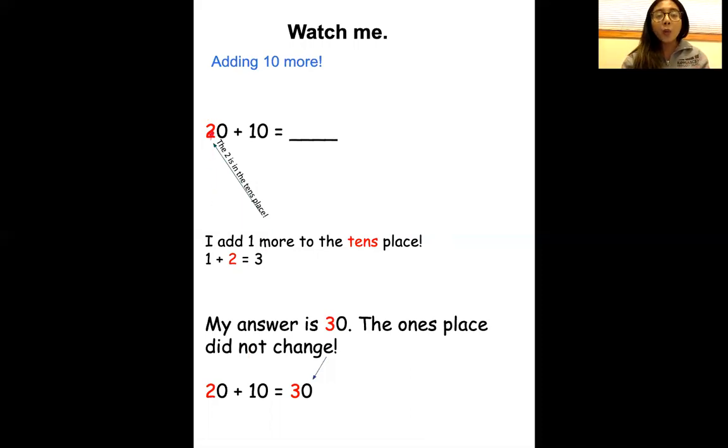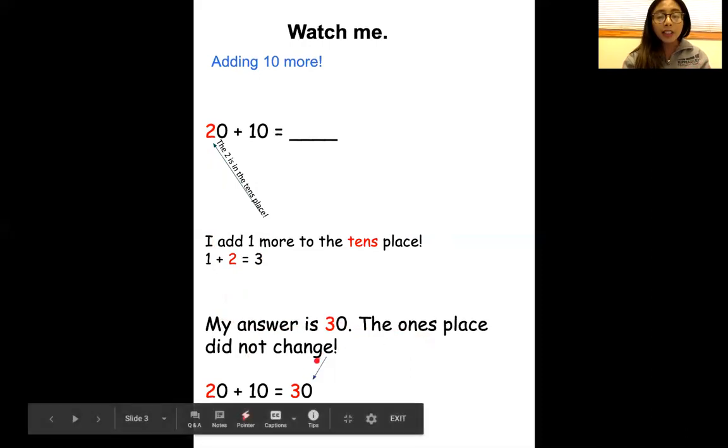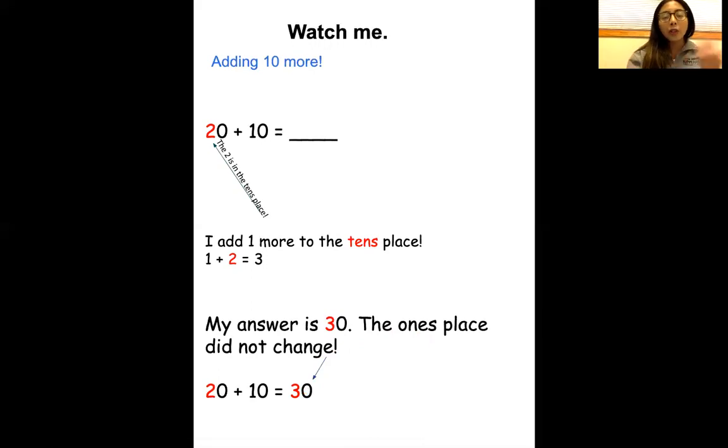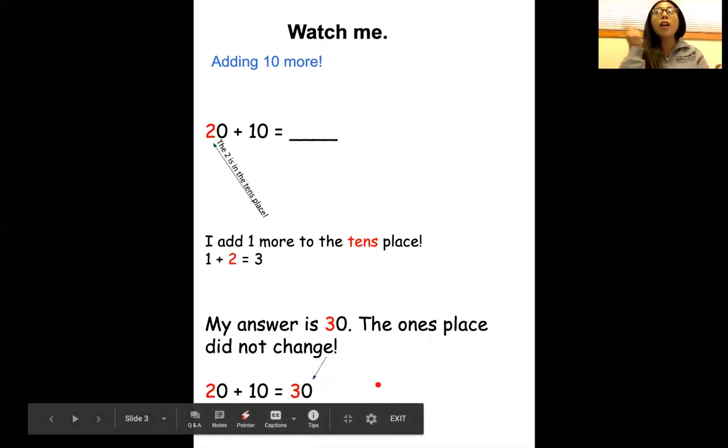So if I add one more to the tens place, that means I'm adding 1 plus 2 equals 3. So my answer is 30 because all I had to look at was the tens place. And my ones place did not change. So again, my ones place did not change. So my answer is 30. 20 plus 10 is 30 because I only looked at my tens place and I added one more.